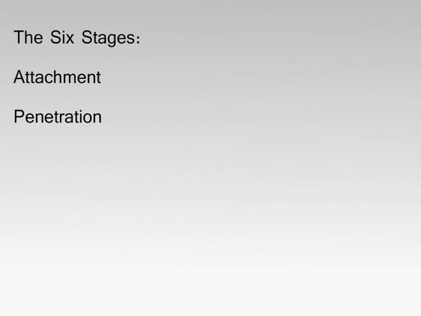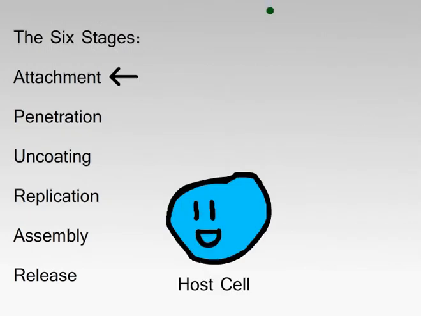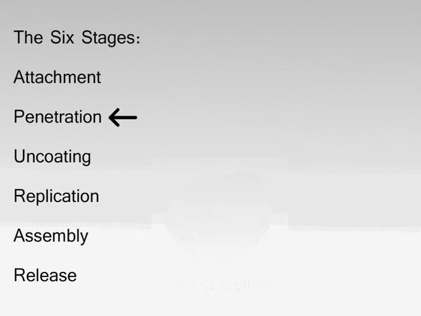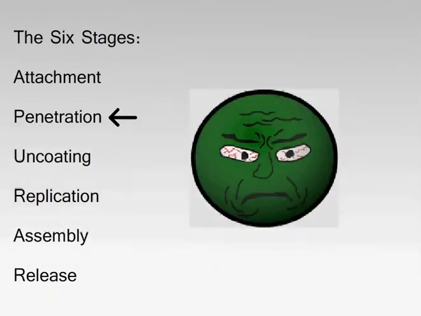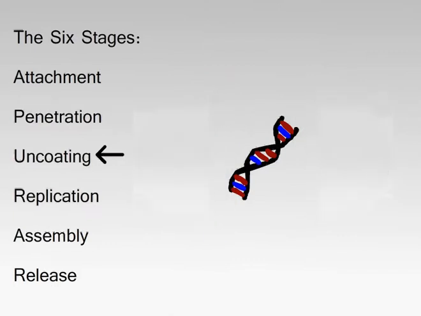The reproductive cycle of a virus has 6 stages: attachment, penetration, uncoating, replication, assembly, and release. The attachment step is simply the virus coming into contact with the host cell and adhering to its surface. The next step, penetration, occurs when the viruses slip into the cell body. The protein sheath which protected the viral coating is then removed in the process of uncoating.